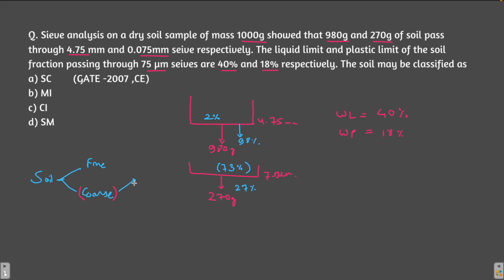Now, coarse grained soil can be further classified as sand or gravel. Our next task is to identify whether the soil is gravel or sand. Now, if more than 50% of the coarse fraction passes through the 4.75 millimeter sieve, it is sand, otherwise it is gravel, right? So 50% or more. So what is 50% of the coarse fraction? What is the total coarse fraction?